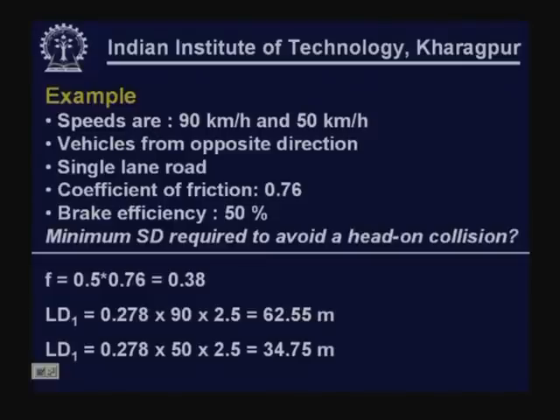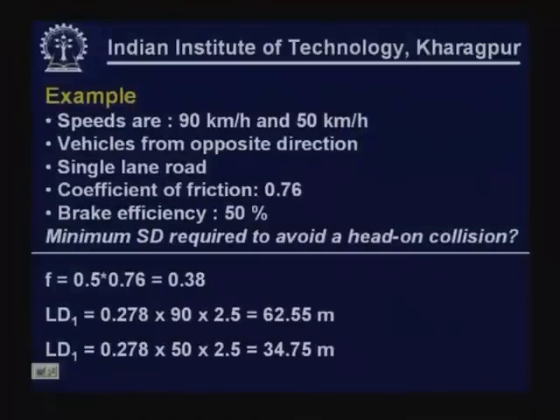Obviously, we have to calculate the SSD. Now, the effective coefficient of friction is only 0.5 of 0.76, because the brake efficiency is 50%. So, that is 0.38, which will be the design value for the coefficient of friction. Now, we can calculate the lag distance for the vehicle travelling at 90 km per hour. It is 0.278 into 90 into 2.5 second reaction time, so that is 62.55 meter. For the second vehicle, travelling at 50 kilometer per hour, the lag distance is again 0.278 into 50 into 2.5, that is 34.75 meter.